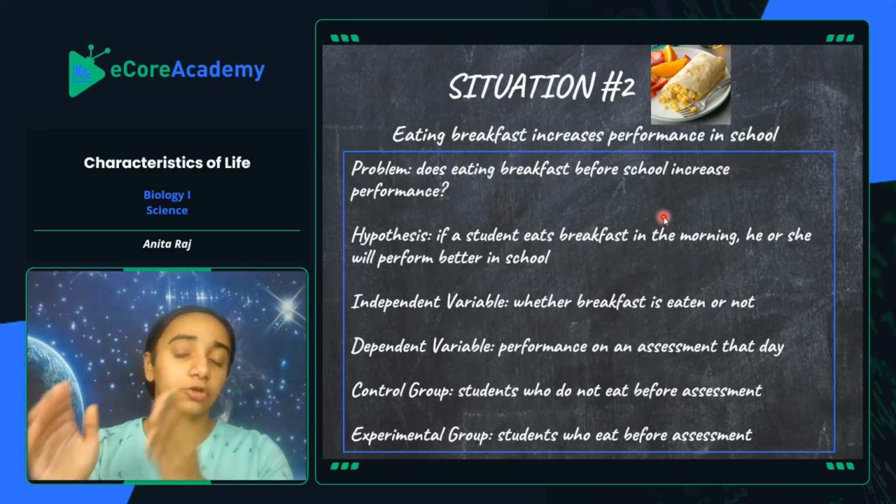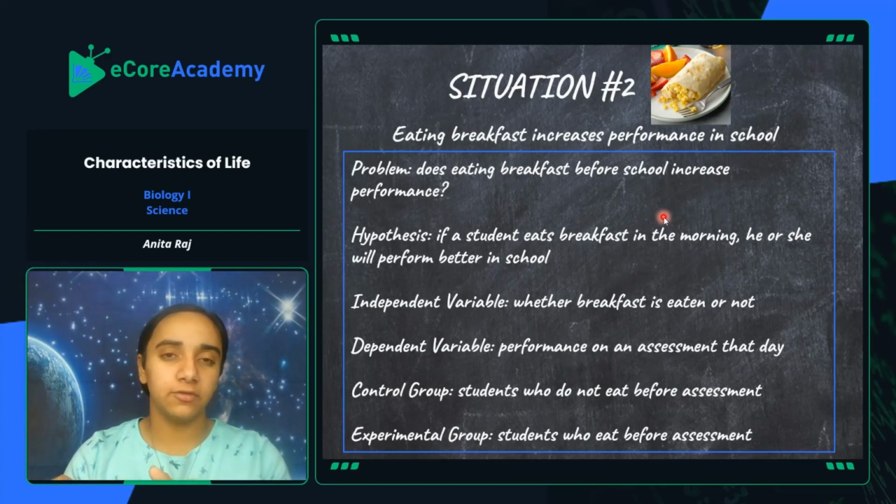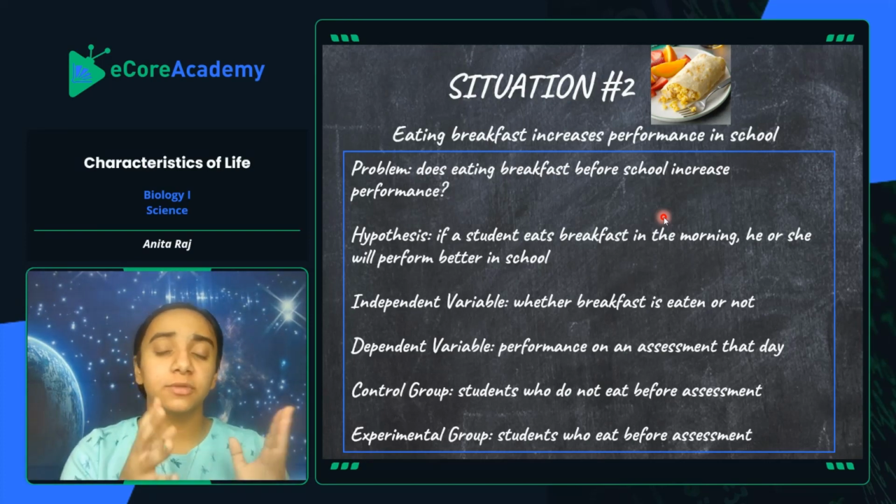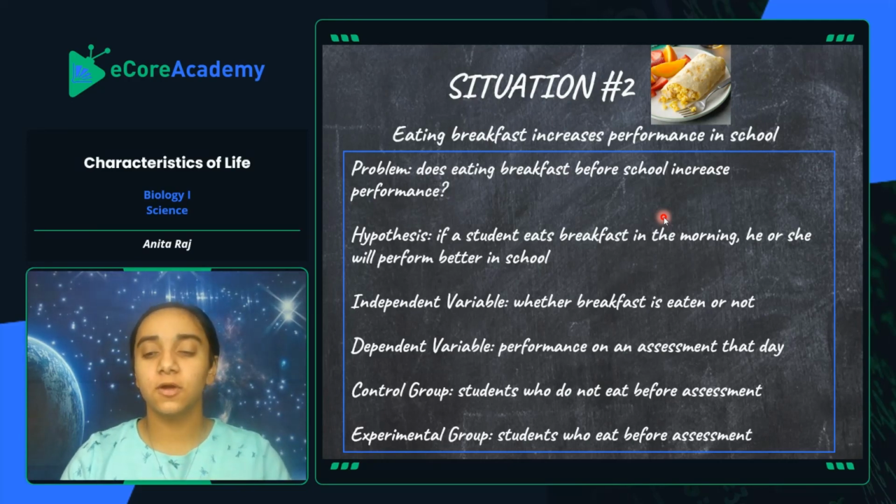So that's going to be like the group B kids I was talking about, the kids who don't get any food, come to school, and take the assessment that day. However, the experimental group is going to be the group A kids. Those kids are going to be the kids who receive the experimental factor, which means they eat food before they come to school. They come to school and then they take the assessment. So that was situation 2.